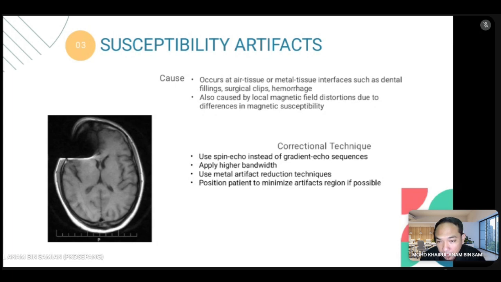So the image shows how the susceptibility artifact looks on the MRI image. For the correction technique, use spin echo instead of gradient echo sequence, apply higher bandwidth, use metal artifact reduction techniques, and position the patient to minimize the artifact region if possible.